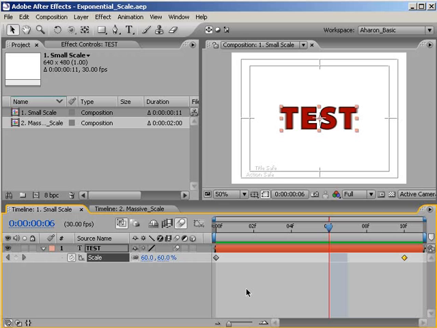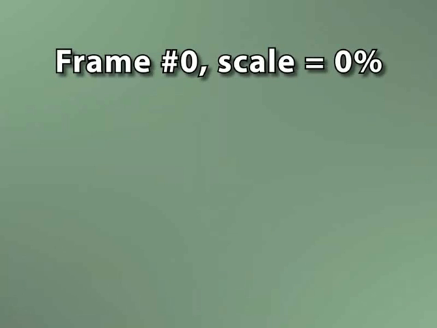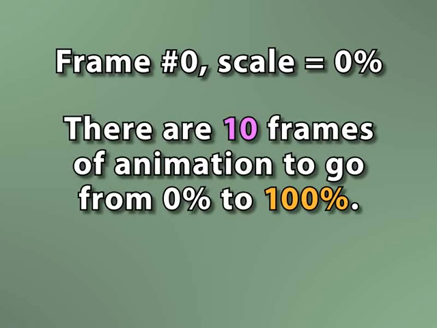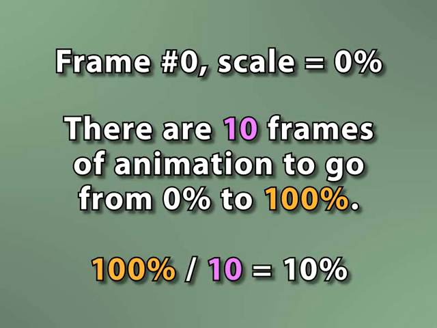What's going on here is that After Effects has done the math to come up with a logical formula for scaling that goes something like this. At frame 0, the scale value is 0%. After the first frame, there are 10 more frames of animation in which scale has to go from a value of 0% to 100%. So, 100% divided by 10 frames equals 10% scaling at every frame.